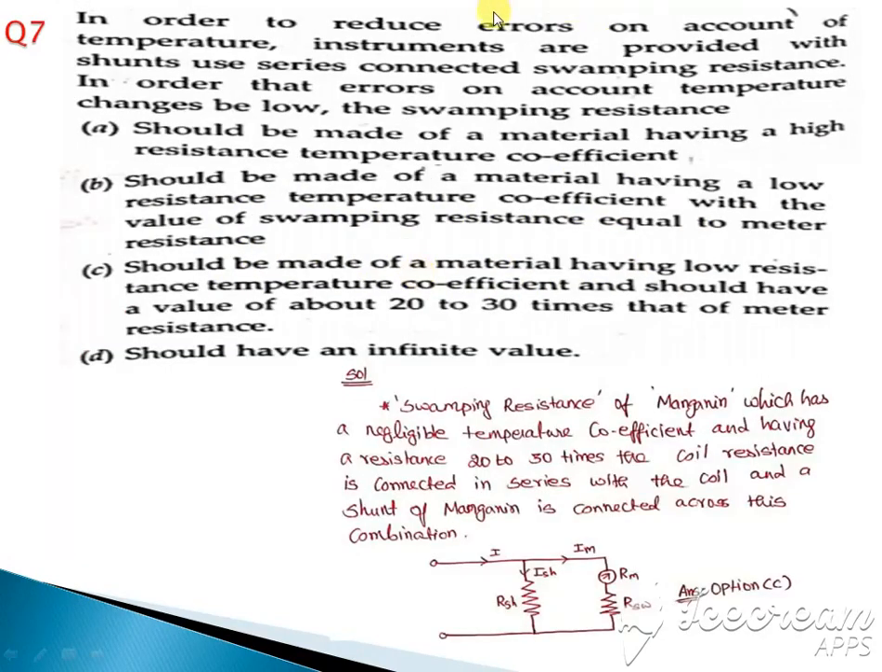7th question. In order to reduce the error on account of temperature, instruments are provided with a shunt and a series-connected swamping resistance. This is again the same concept as the previous one. The correct answer is: the swamping resistance should be made of a material having a low resistance temperature coefficient and should have a value of 20 to 30 times the meter resistance, as already given. So the correct answer is option C.